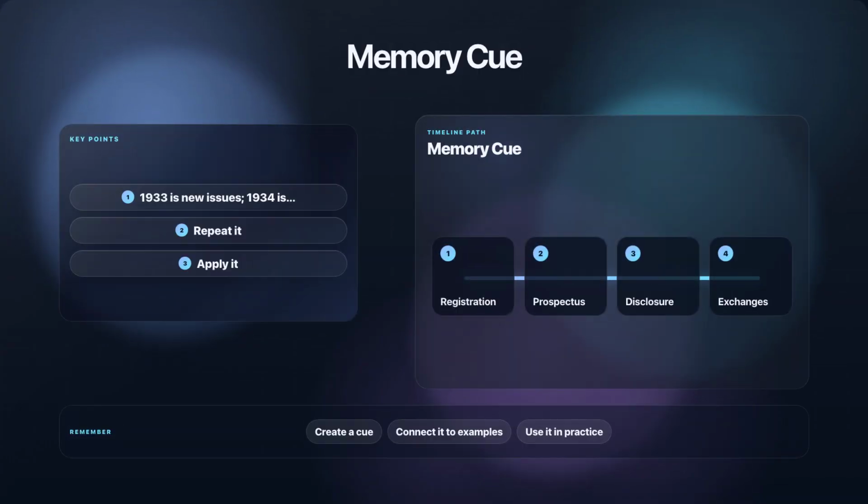Use this memory cue. 1933 is new issues. 1934 is trading markets. A good cue is short enough to remember, but meaningful enough to guide a practice question. When you see this topic again, return to that cue before selecting an answer.